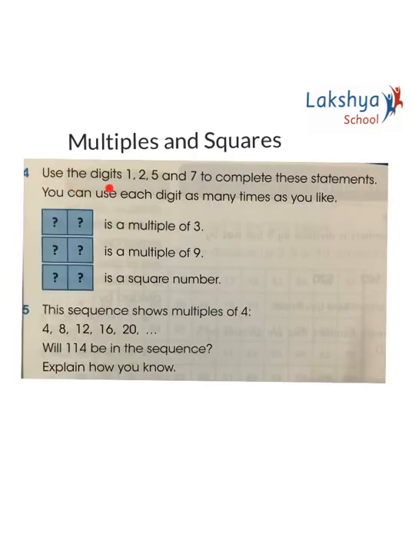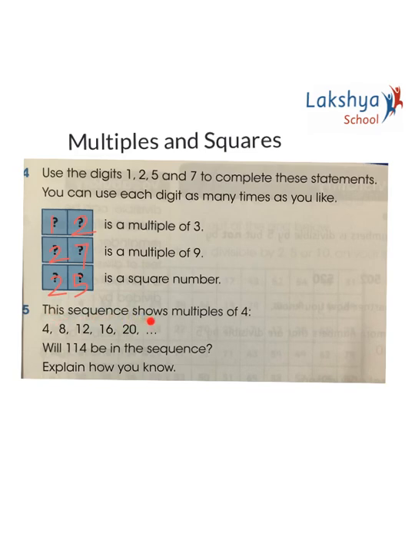Question 4. Use the digits 1, 2, 5 and 7 to complete these statements. You can use each digit as many times as you like. Okay, now the first one is a multiple of 3. So let's select it from the list over here. So the first number I would select, which is a multiple of 3, would be 12 or even 21, which is a multiple of 3. Second one, it should be a multiple of 9. So I select 27. The third one, it should be a square number. The possible square number I find here is 25.